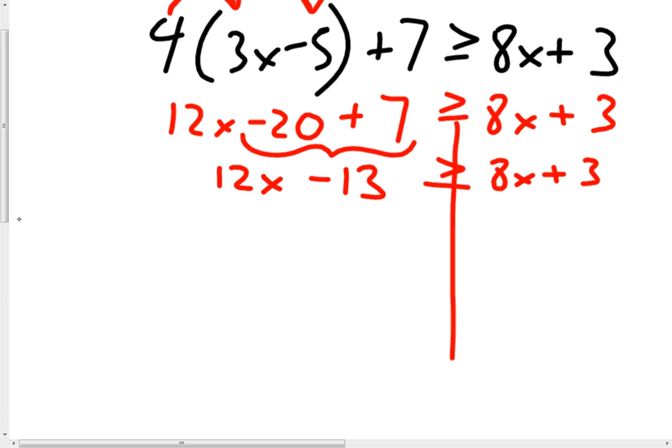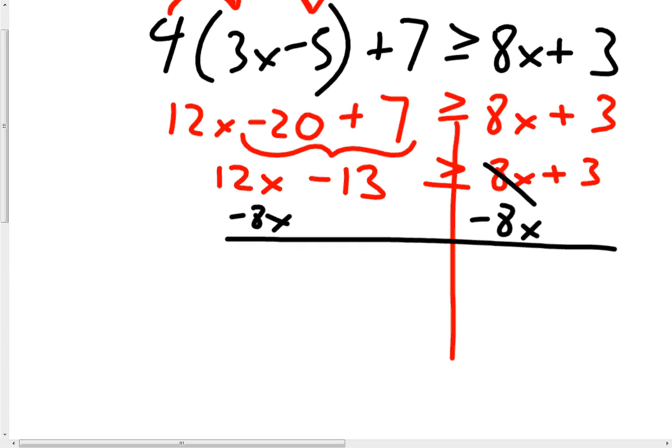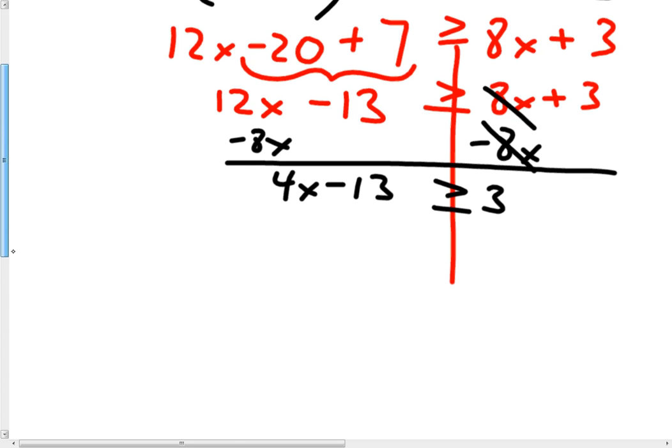What do you do when you have x's on both sides? Take the smaller x. If this was an equation, I would just automatically take the smaller of the x's and move it around. Some people like to move the x to the left. That's probably a good idea when you're dealing with inequalities. It makes it a little bit easier to graph it when you're through. This goes away. I'm left with 4x minus 13. Now it looks a little bit simpler.